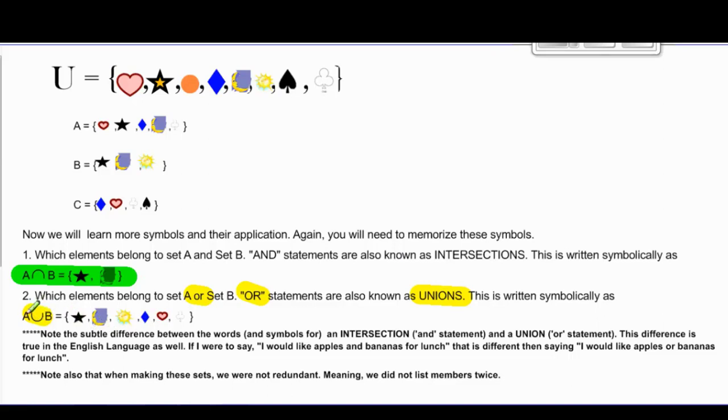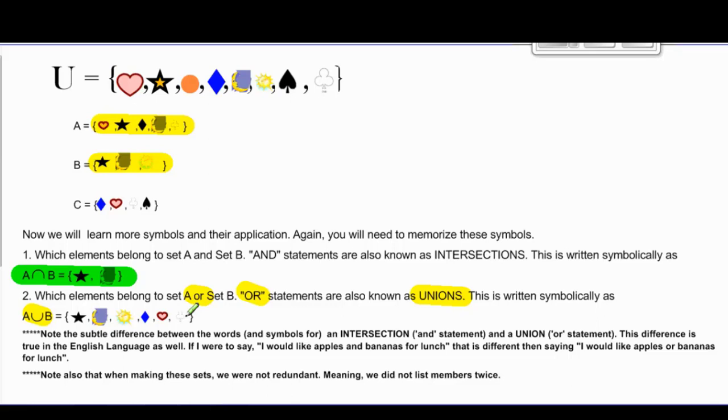If I say is something in A or B, or the union of set A or B, then we are talking about all the elements in A and all the elements in B. Only notice how some elements are in both, so we wouldn't want to say them twice. We are not redundant when we speak. So, the things that are in set A or B are a star, a moon, a sun, a diamond, a heart, and a club.